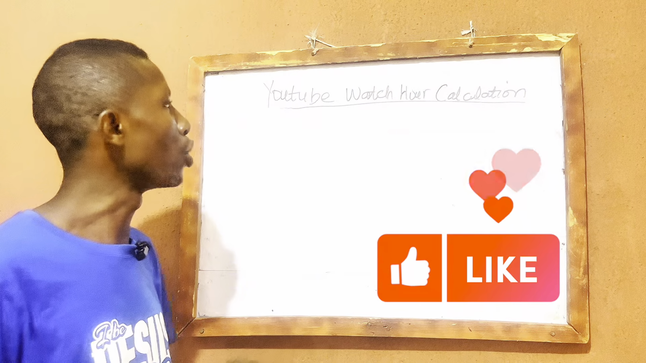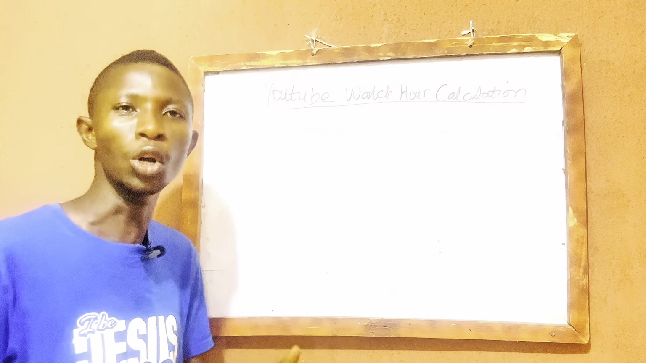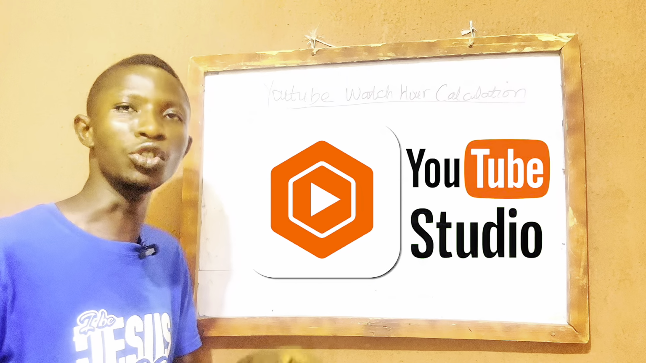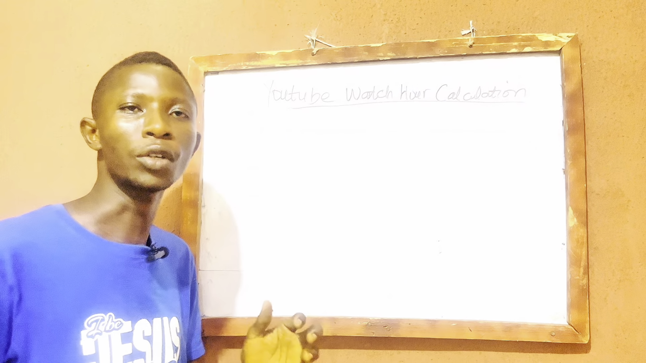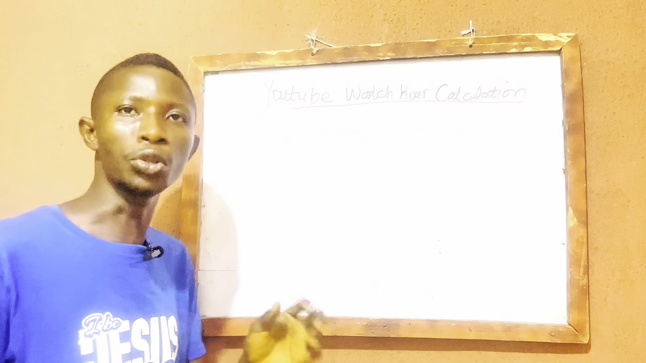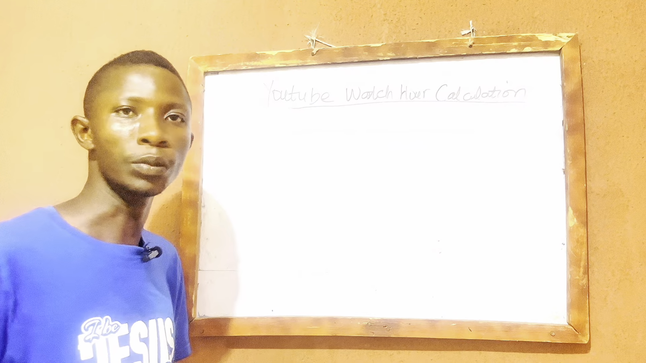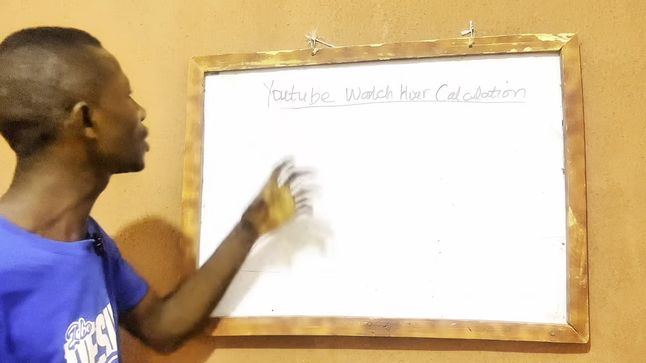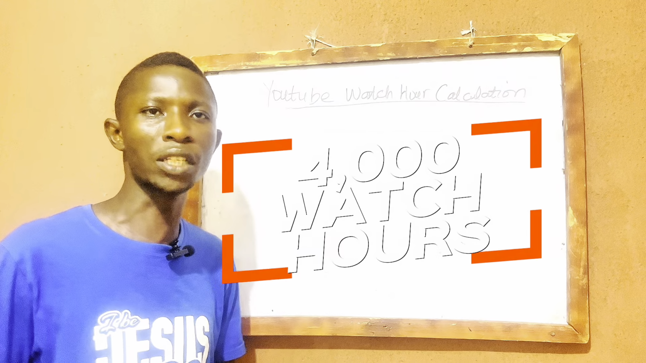Today we're going to be talking about how you can calculate, from your YouTube Studio analytics, how many views you need before you can reach the 4,000 watch hours that YouTube requests as a criterion to get monetized. Let's dive into the show for today. We all know that 4,000 watch hours is requested from us.